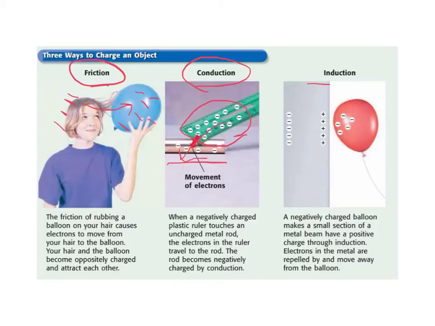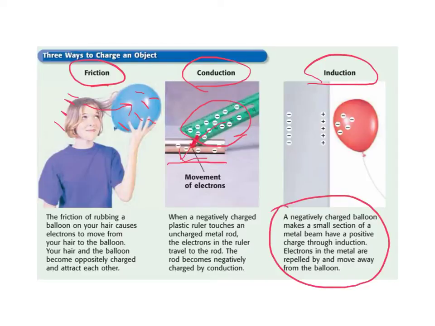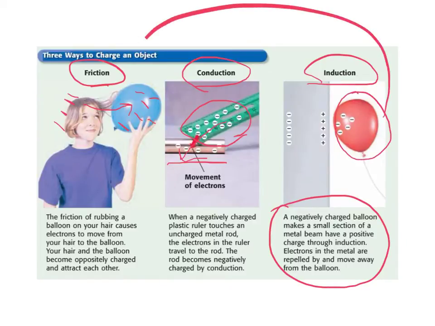The third way is induction, and that's when an object becomes charged by just getting very close to another object that's charged. Now I'm going to do this in class with a balloon. If we can charge up a balloon by friction, I'm going to actually use someone's hair and charge up a balloon, and I put it really close to the whiteboard so that it doesn't touch the whiteboard.